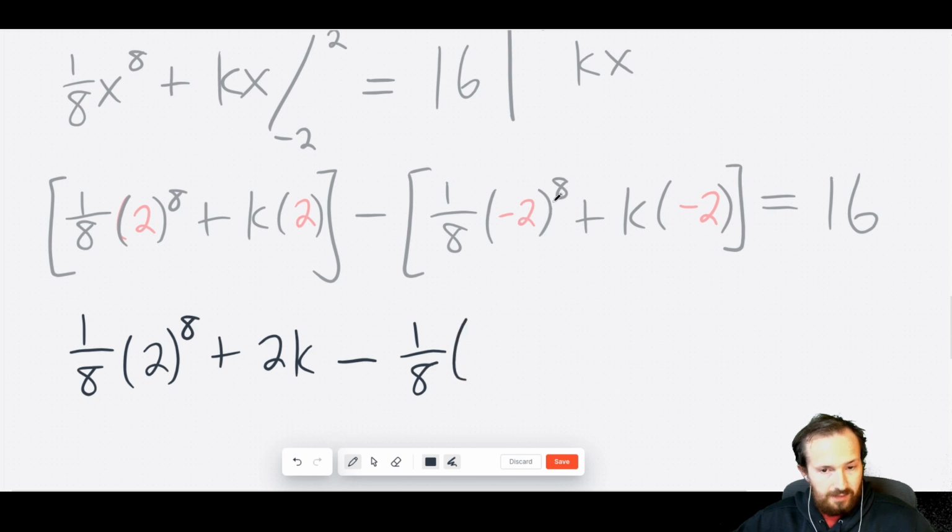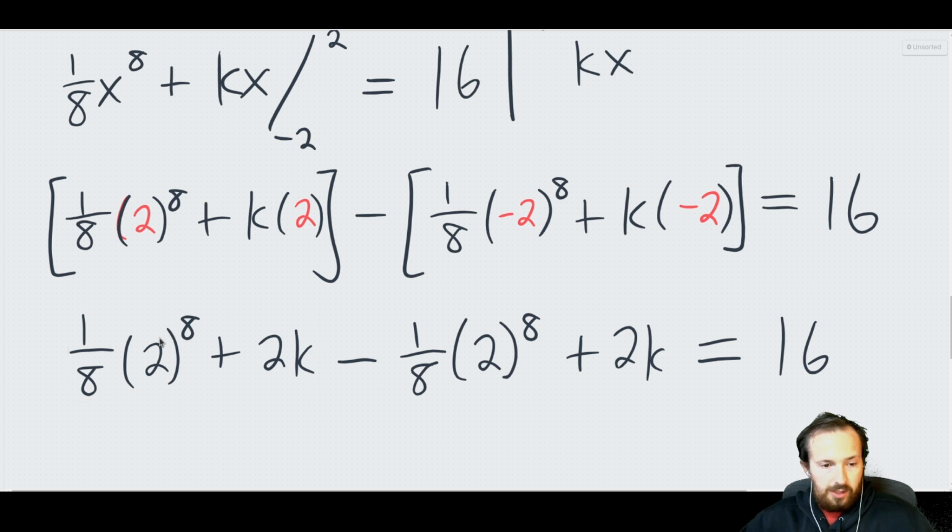What is (-2) to the 8th? It's also +2 to the 8th, because if you have any negative number raised to an even power, it's a positive number. So that's why we can drop that algebraically. And then distributing that in, that's going to be plus 2k again.